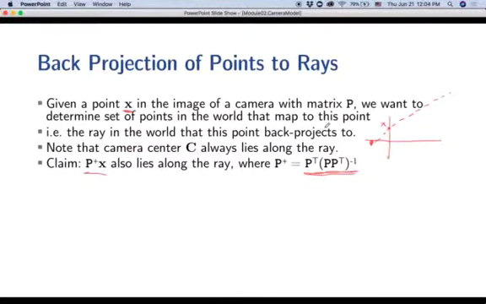That pseudo inverse yields from solving an over constrained system. This is actually an under constrained system. I don't have a unique mapping here going backwards. Whatever this entity is, I just give you a name for this, but my claim is if you take this entity and multiply that with x, then that point is a 3D point which also lies along this ray. Everyone understands my claim? I'm just saying P plus times x lies along the ray, where P plus has this definition. Now I'm going to prove this.